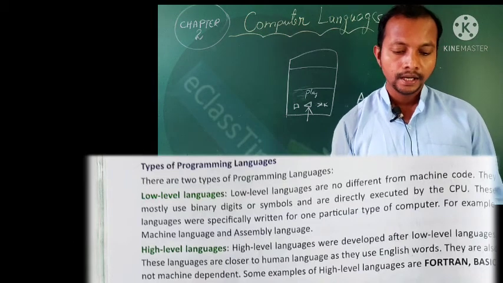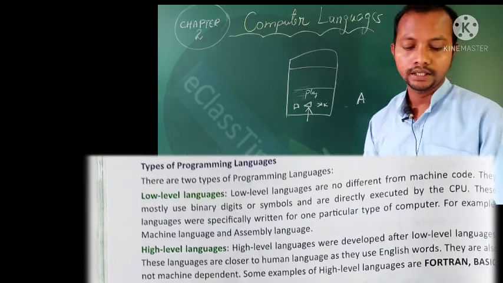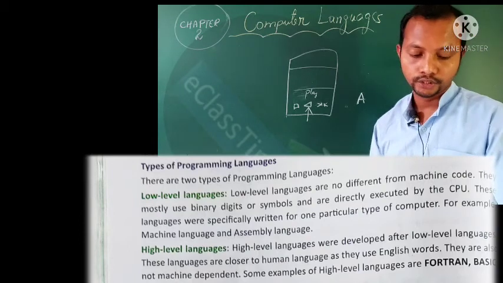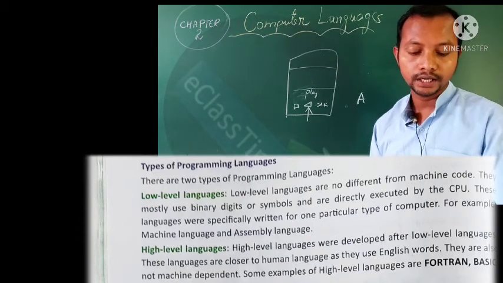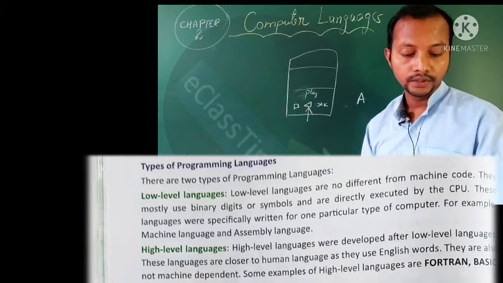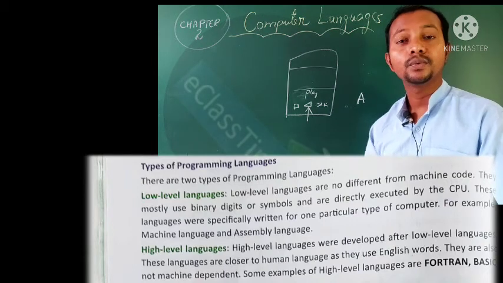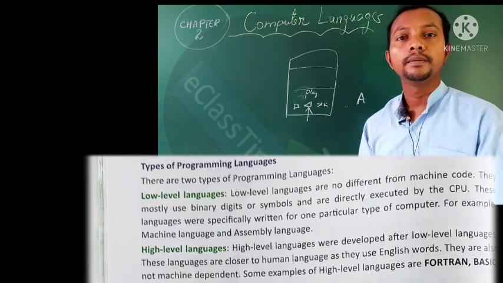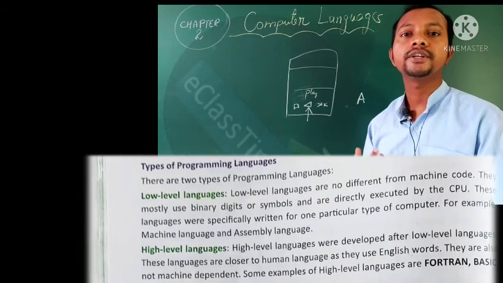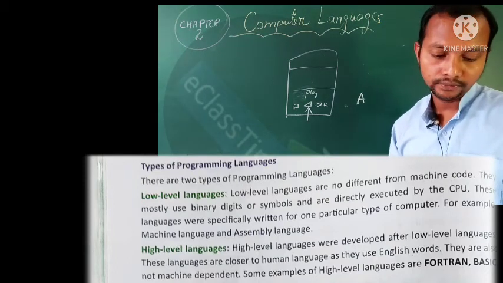For example, there were machine languages and assembly language. Now, high level languages were developed after the low level languages. These languages were closer to human beings. That means once the high level language was introduced, people felt free to use it. So, closer, and some examples are being given.